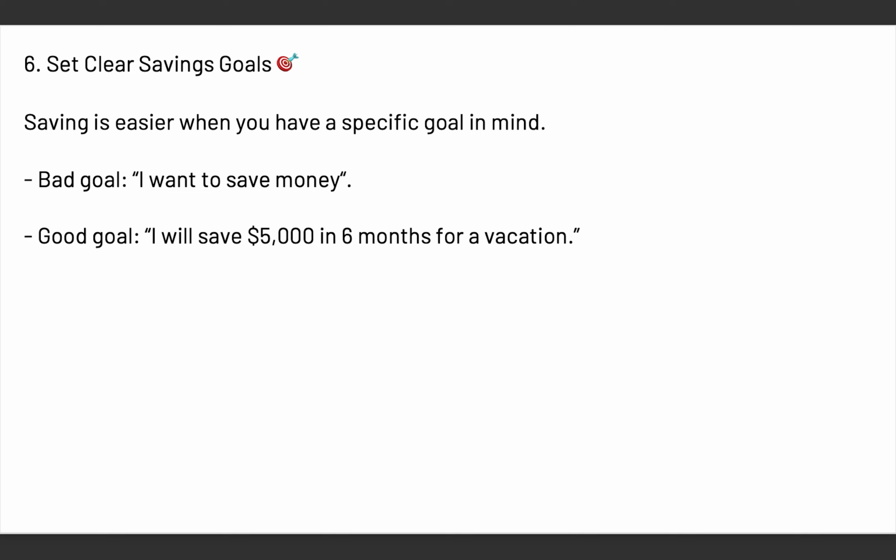And we have bad goals and good goals. Now, an example of a bad goal is when you say, I want to save money. If you say you just want to save money, that is a bad goal and it won't motivate you to do anything. But a good goal is when you say, I will save $5,000 in 6 months for a vacation. So you can see that in that sentence, I have the amount I want to save, I have the time in which I want to save for, and I have what I want to save for. So I want to save $5,000, I want to save it for 6 months, and I want to save it for a vacation. So if you have all of this in your savings goal, you'll be motivated to even save more money.